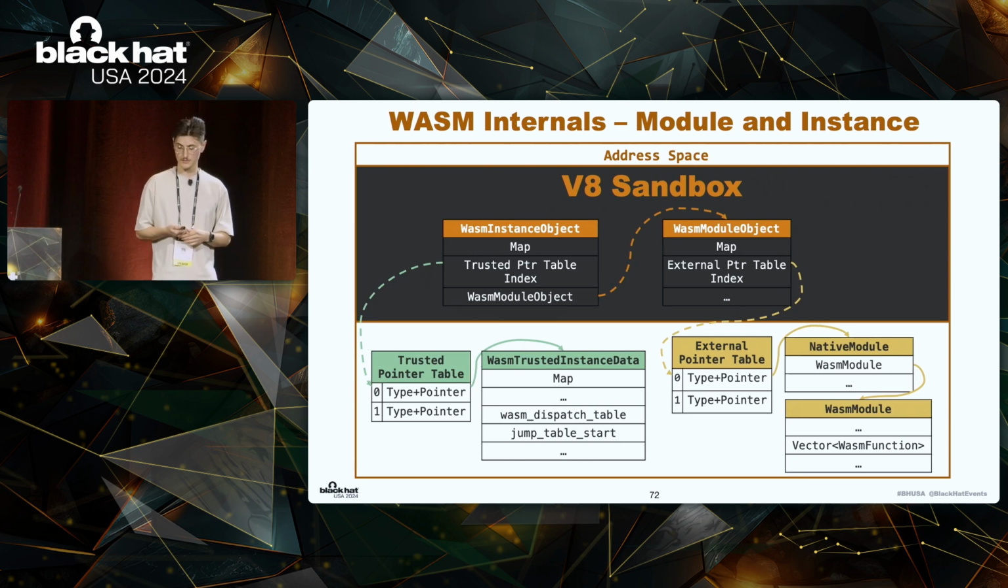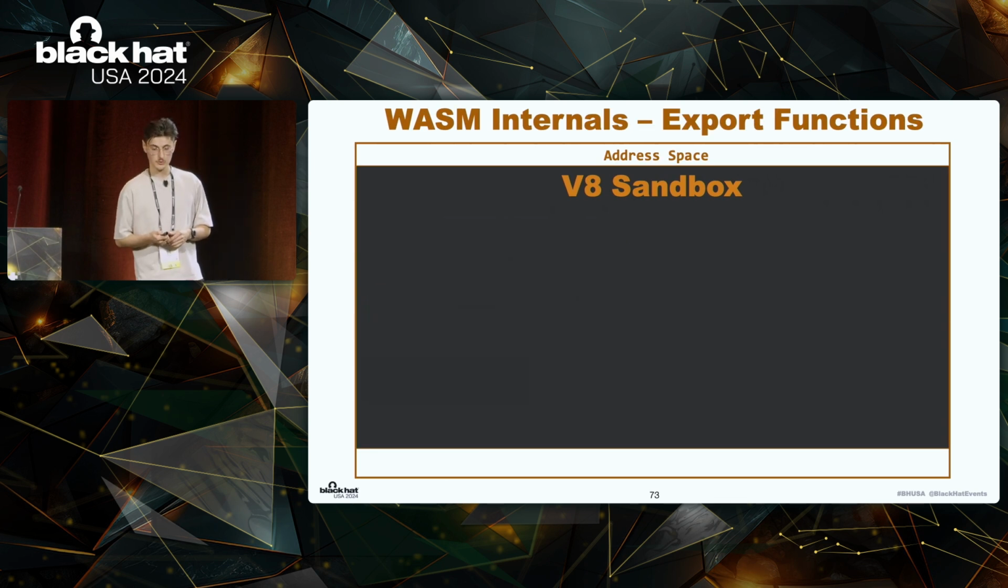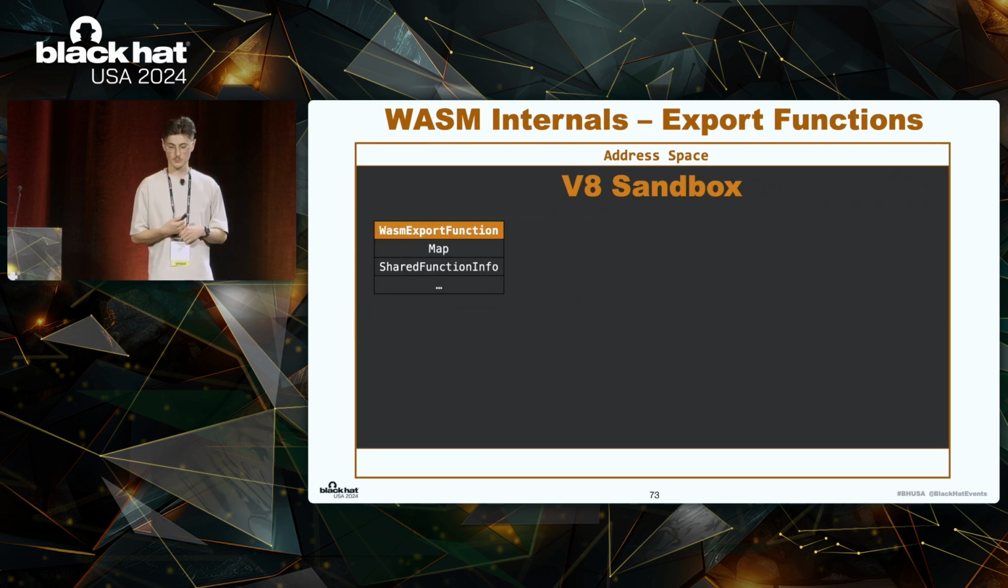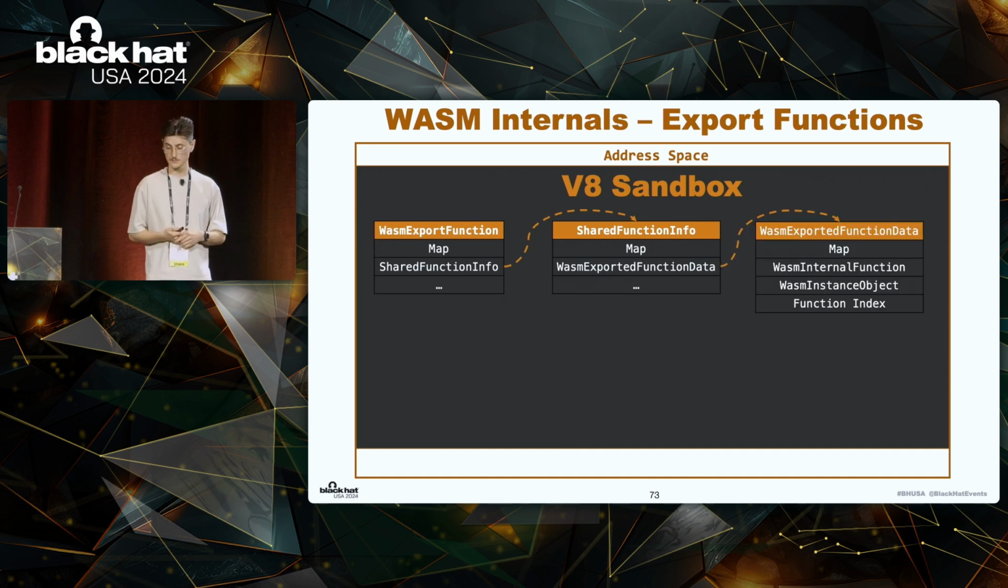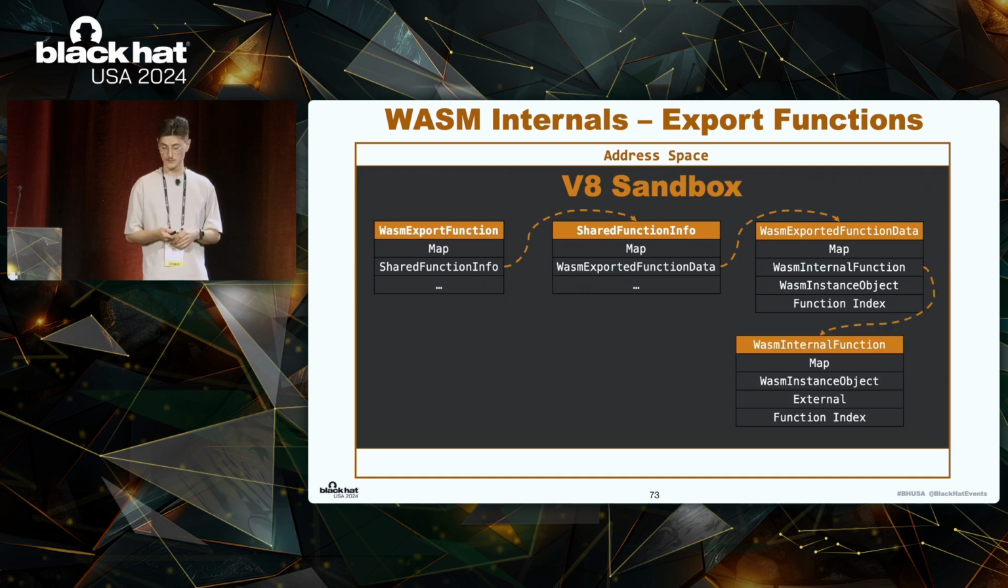Now, a very crucial field in the WebAssembly module is the vector of WebAssembly functions, because we're going to use that also for the sandbox escape part. Now, when you actually get a reference to an export function, a WebAssembly export function, it will create in memory that structure here, and that will lead to its function data. Now, in its function data, there is also interesting information like the index of the export function, the instance the function is actually linked to, and the internal representation of the function, which is pointing back to the external one.